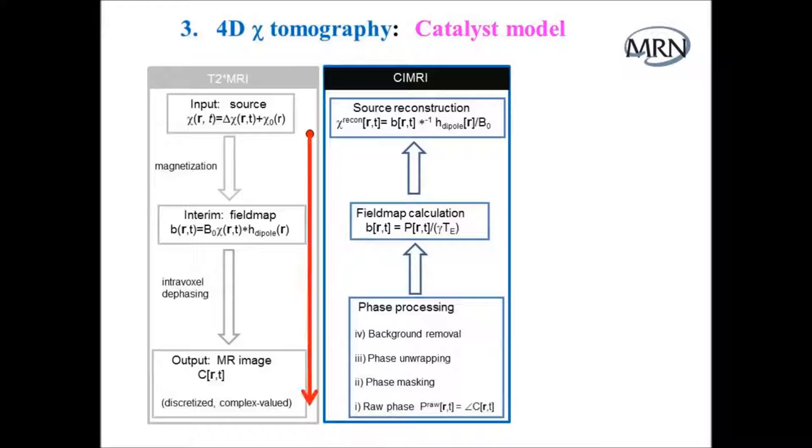From the source, MRI scanning gets the data set. Magnitude and phase are complicated; it's a complex-valued data set. Then we solve the reverse problem and go back here.